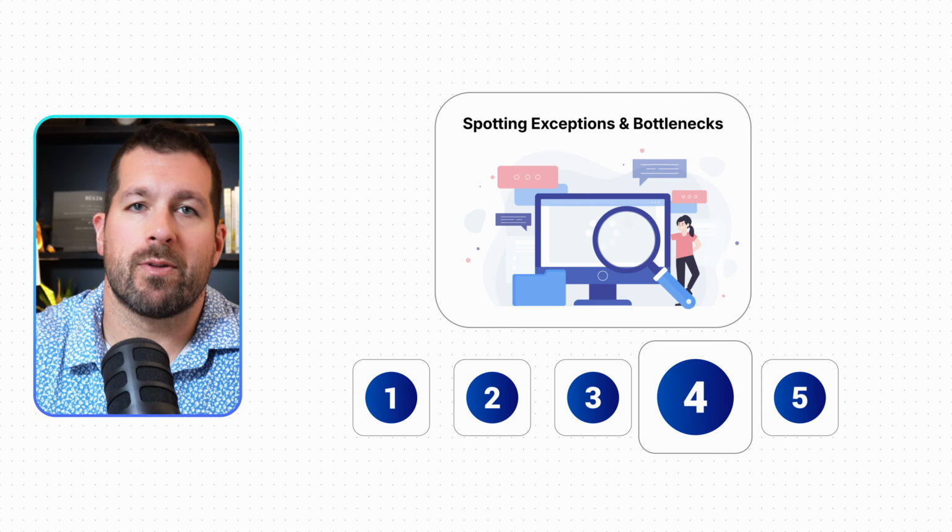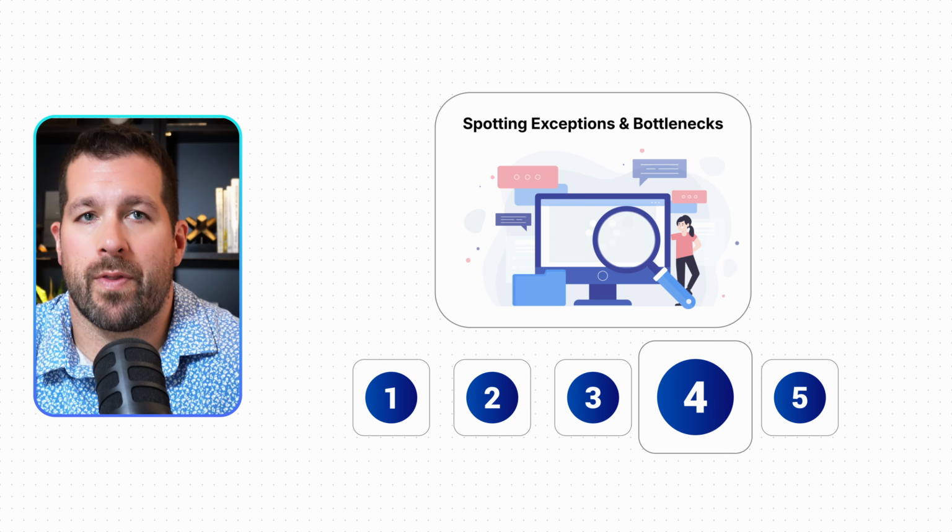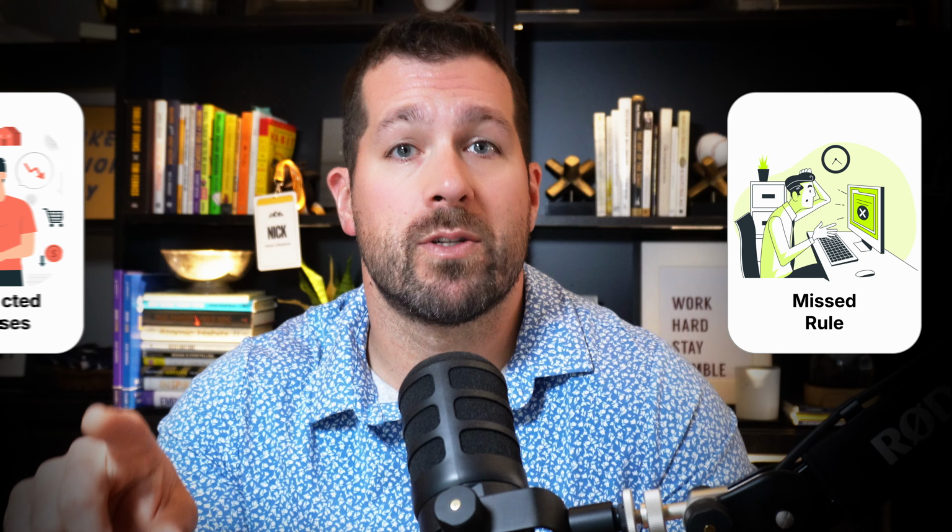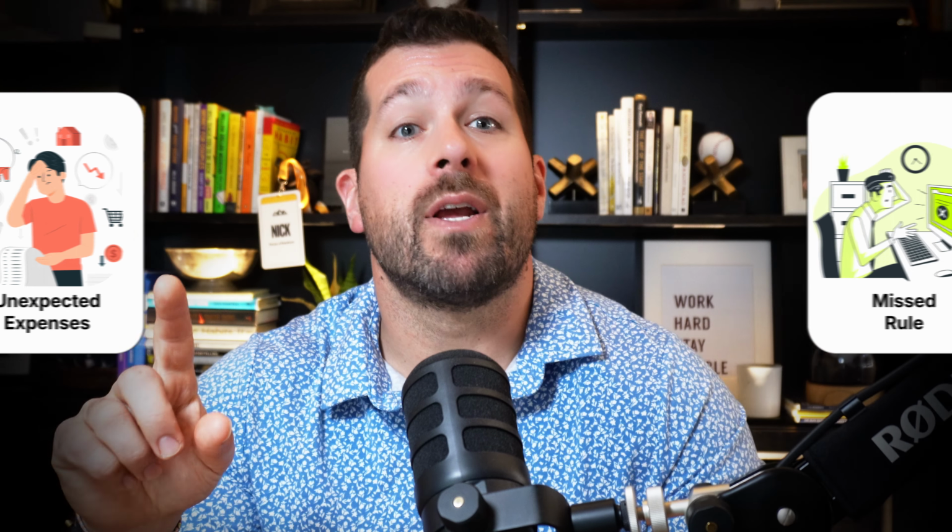The next step is about spotting any exceptions or bottlenecks. Are there any red flags, like a missed rule because you didn't set it active, or maybe there's an unexpected expense that you had this month? Because we want to add those to our issues list so that we can IDS them later.